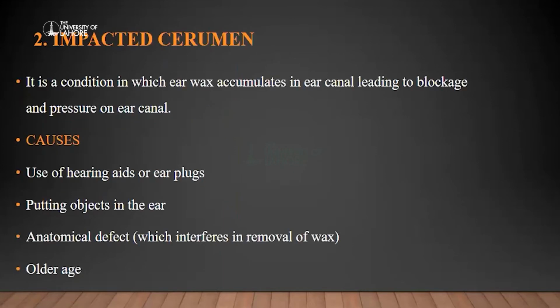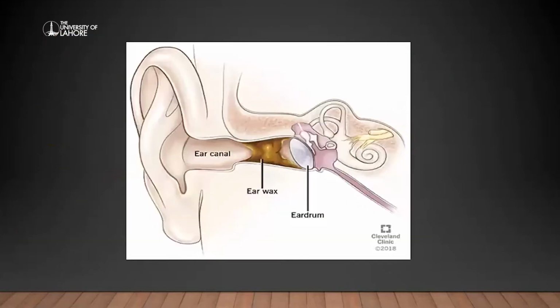Impacted cerumen. It is a condition in which earwax accumulates in the ear canal, leading to blockage and pressure on the external auditory canal. There are some basic causes: use of hands-free devices, hearing aids or earplugs, putting objects in the ear, anatomical defects. Older age is also a basic cause of impacted cerumen.